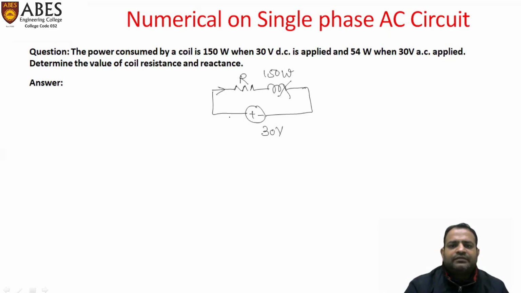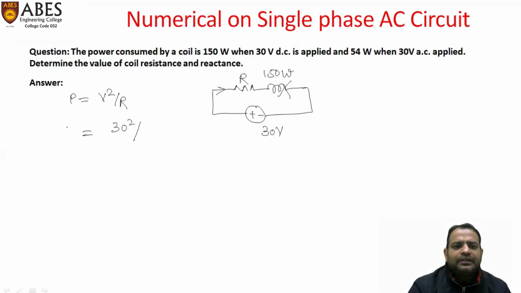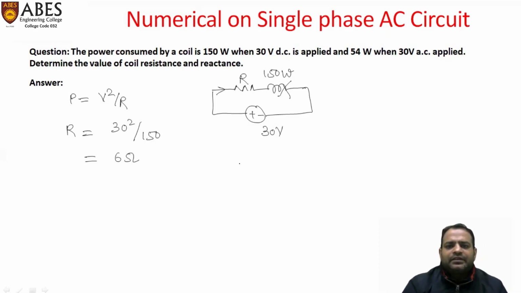We calculate the value of this R by using the power formula, P is equal to V square upon R. The value of V is 30 volt, and we calculate the resistance by dividing by the power, 150 watt. By solving this, we get a resistance of 6 ohm. So in the first circuit, we calculate the resistance first.